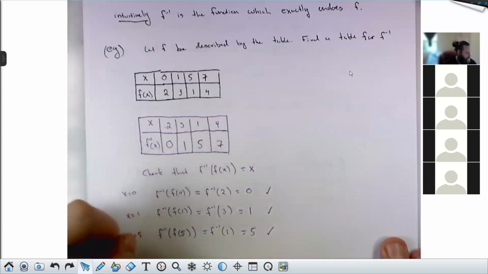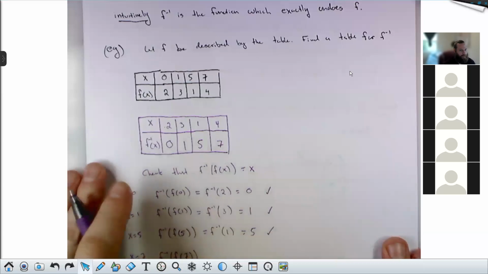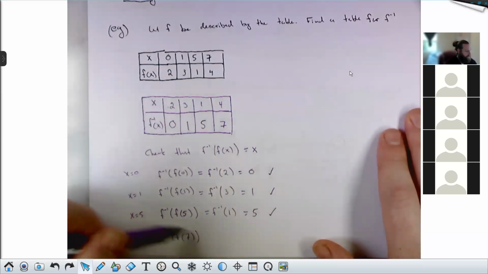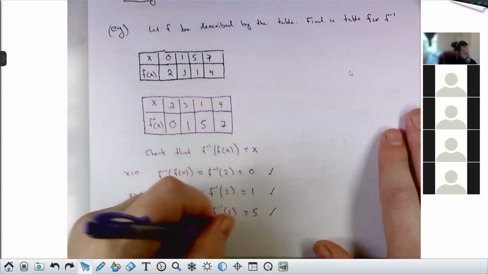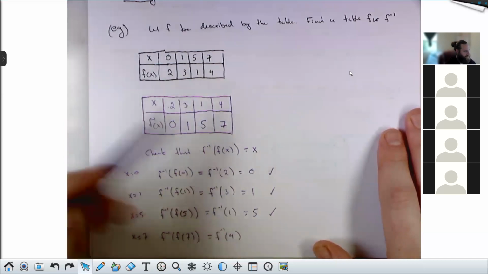And we can check for 7. Why not? We're already here. F inverse of F of 7. This should, at the end of the day, simplify to 7. Well, the inside here, F of 7, according to the first table, is 4. So this is F inverse of 4. And then looking at the purple table, F inverse of 4 is 7.